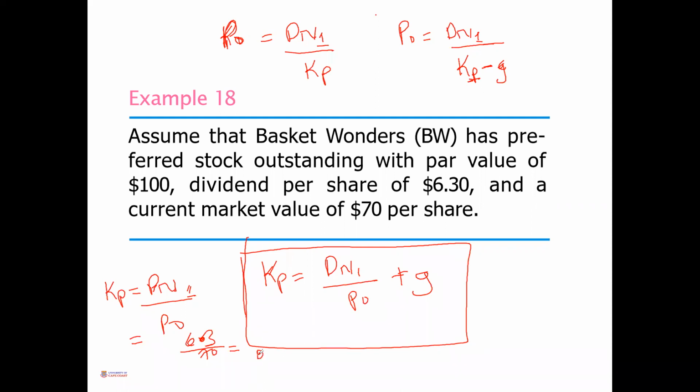So you get 0.09 or 9%. That's the cost of preferred shares. 0.09 or 9%. Assuming the question said that the dividend is expected to grow at a certain rate, if the question was specified, all right?